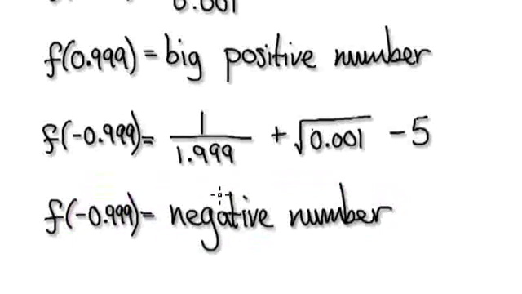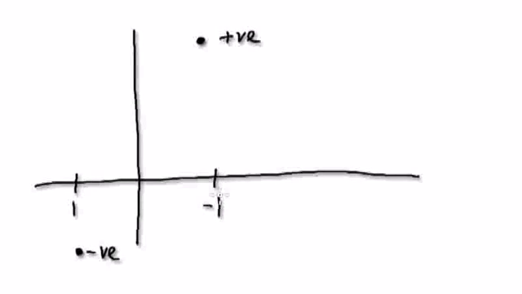Okay, so overall your graph will look something like this. So here, it must always be climbing, therefore there can only be one solution. Okay.